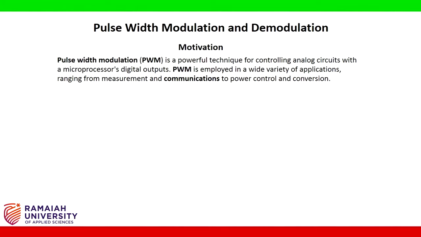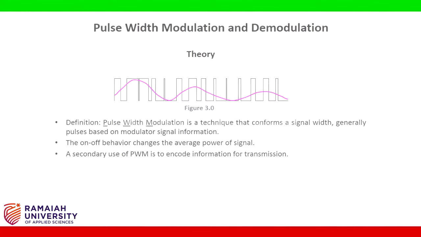PWM is employed in a wide variety of applications ranging from measurement and communications to power control and conversion. Definition: pulse width modulation is a technique that conforms a signal width, generally pulses, based on modulator signal information. The on-off behavior changes the average power of signal. A secondary use of PWM is to encode information for transmission.